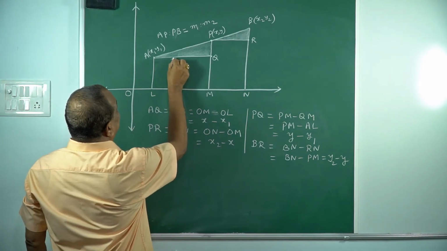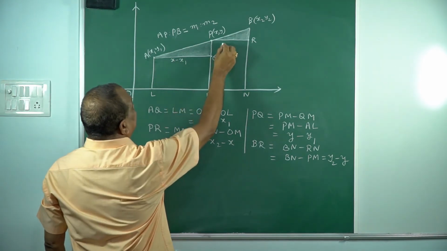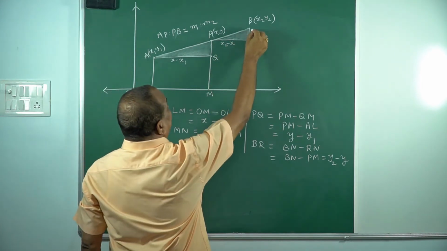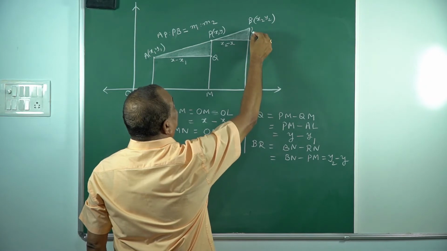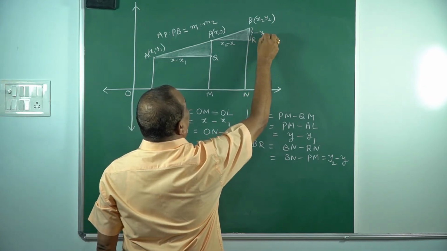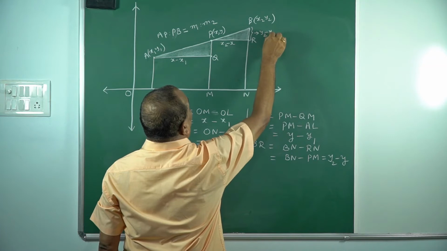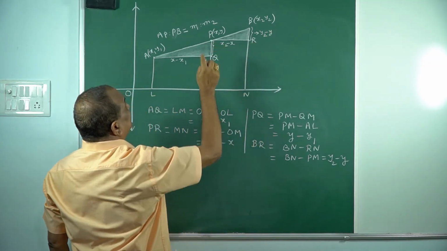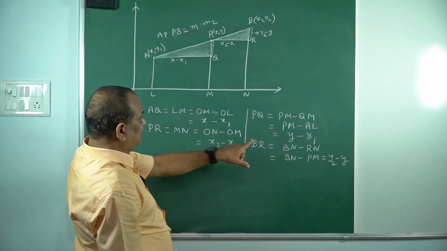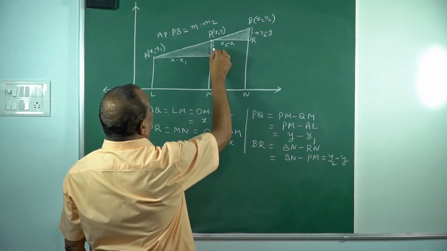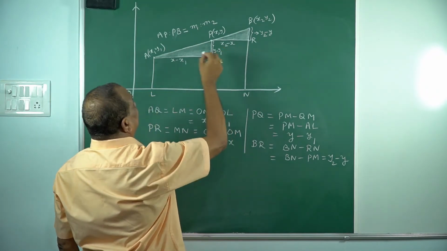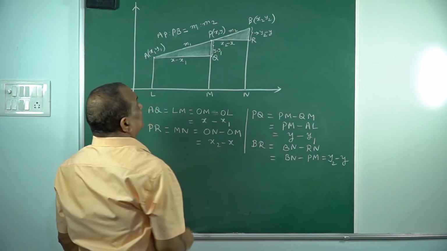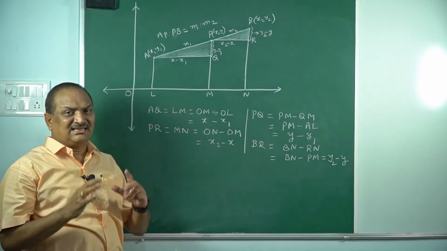This is x minus x1. This is x2 minus x. And this height is y2 minus y. And this height is y minus y1. That's what we have got here. And if this is m1 and this is m2, now compare the sides. That's it.